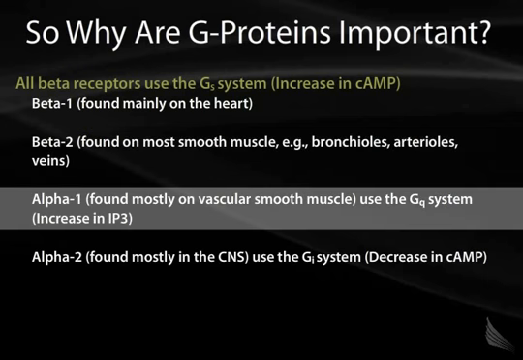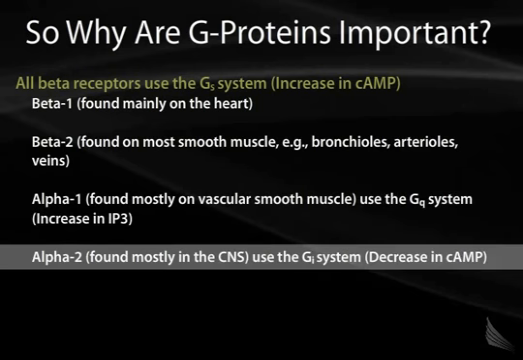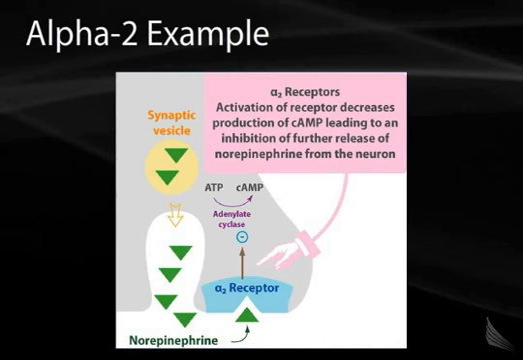Alpha-1 receptors, found mostly in vascular smooth muscle, will drive the G sub Q system, which, as we've learned previously, will activate the production of IP3. Alpha-2 receptors, found primarily in the CNS, will use the G sub I system, which will decrease cyclic AMP production. And an example of that is shown in the next slide.